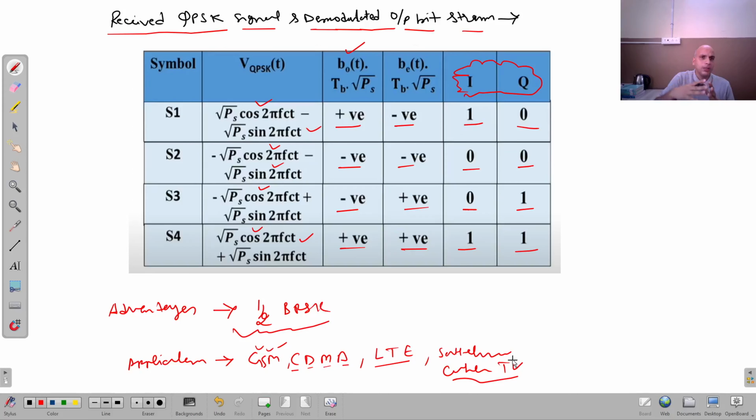This is all about the demodulation of QPSK signals and the advantages, disadvantages, and some applications of the QPSK modulation technique. So thank you very much.